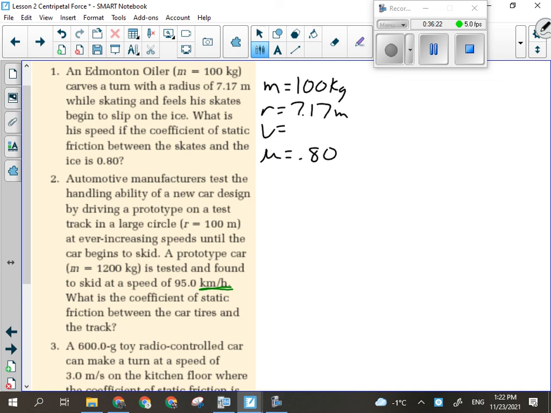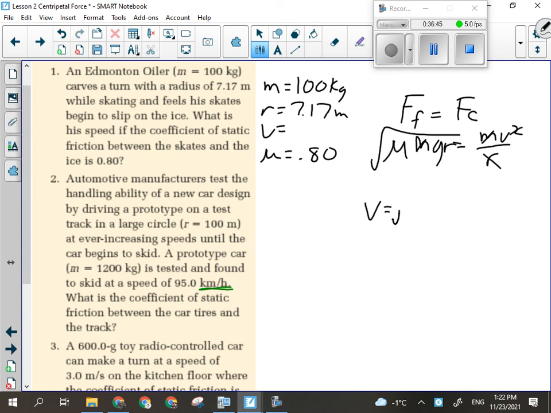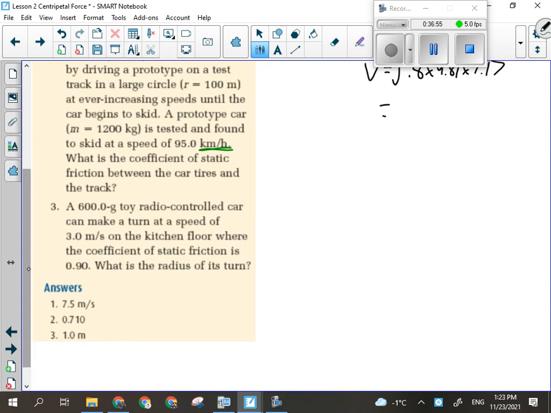So we're going to say it's just friction, and that's providing the centripetal force. So we have mu times mg, the normal force, equals mv squared over r, and we're going to manipulate for v. m cancels, r comes over here, and we take the square root. So v equals the square root of 0.8 times 9.81 times 7.17 meters, which should give us a speed of 7.5 meters per second.